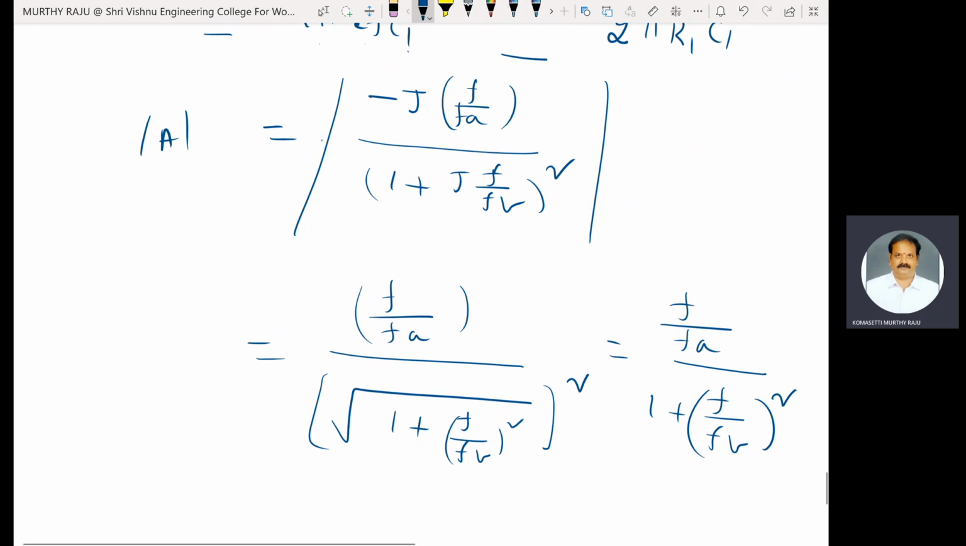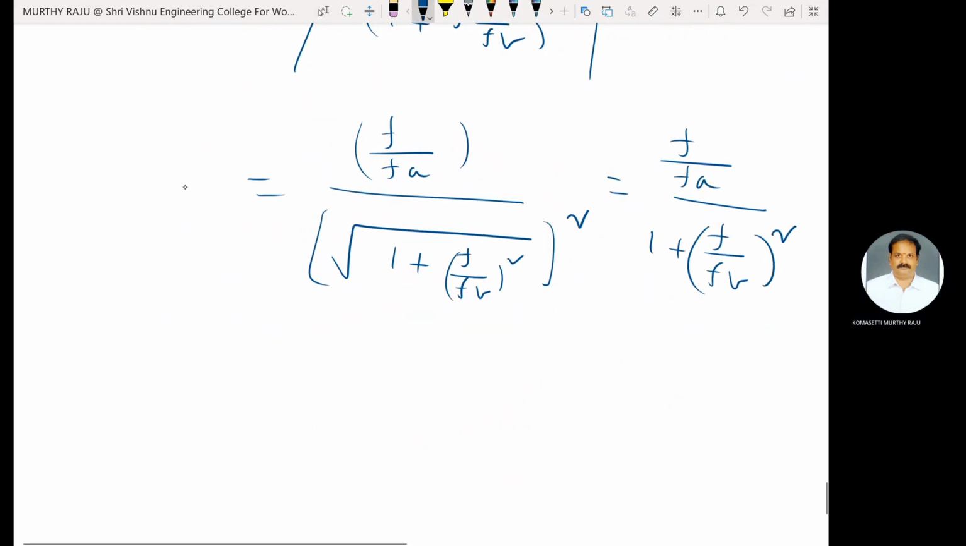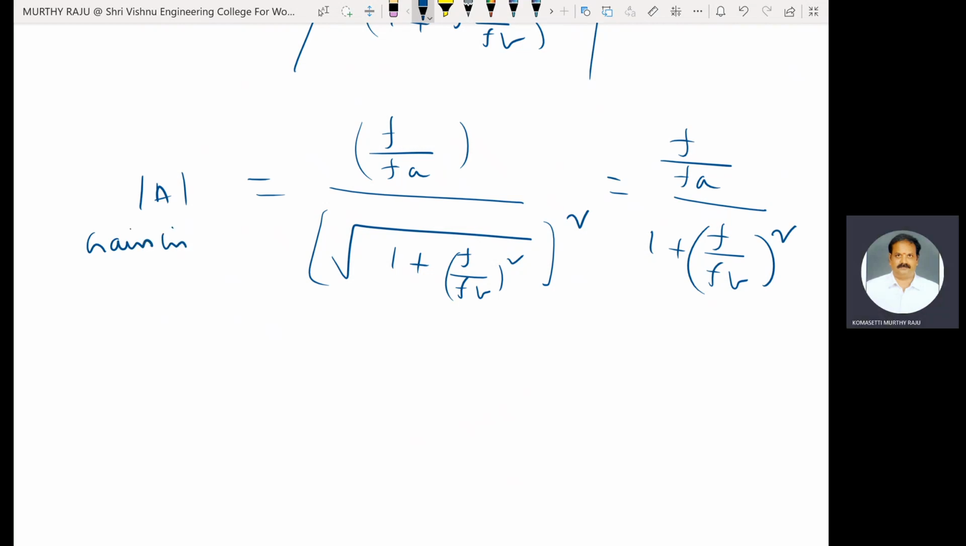This is the practical integrator magnitude of that gain. Mod A is equal to... RF C1 is much larger than R1 C1. We can write FA is less than FB. This is the gain in dB.